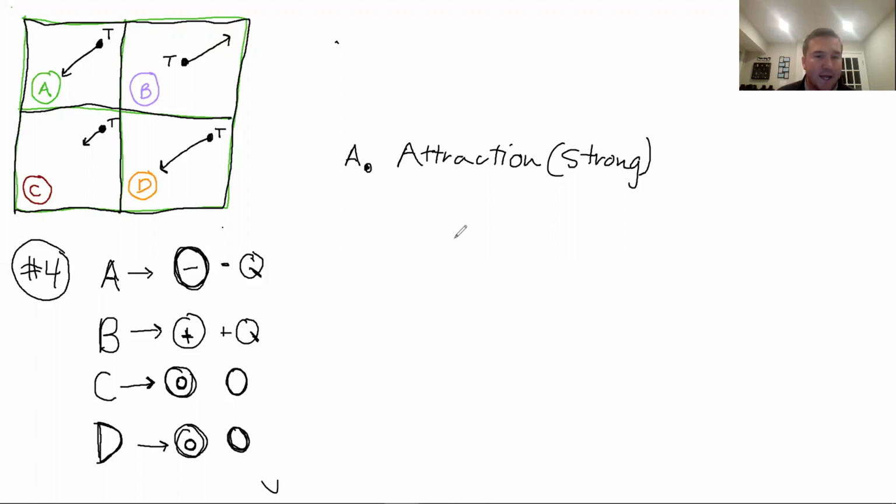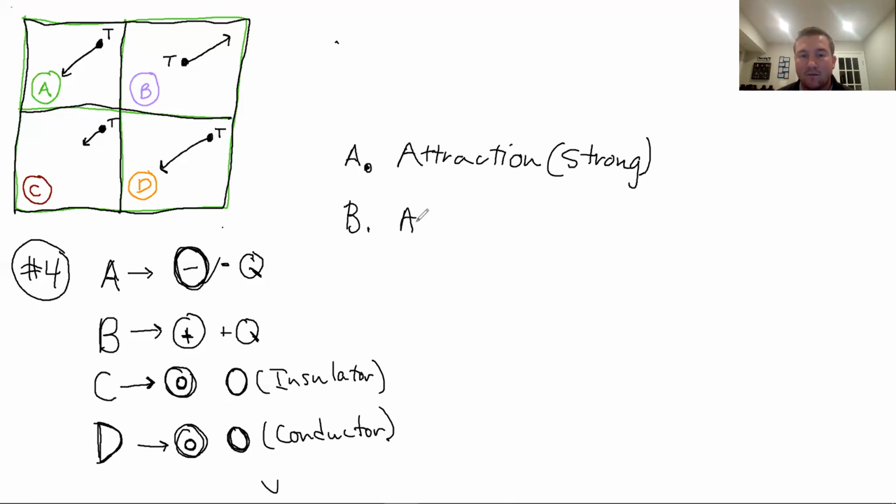Part B: nature of the force between A and C. So A we know is negative. C we know is neutral, and we specify that this is an insulator, whereas this is a neutral conductor. So if we're talking about A and C, a charged particle and a neutral insulator, we will get a weak attraction.